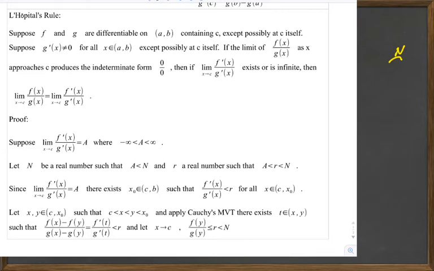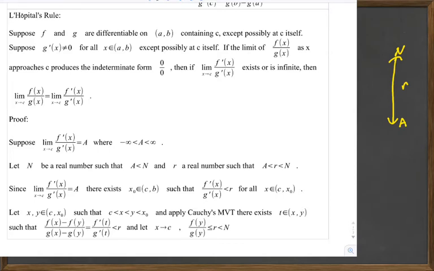Okay. So we're going to assume that our original function f over g as x approaches c has an indeterminate form of 0 over 0. And we'll suppose that the limit as x approaches c of f prime of x over g prime of x is equal to A, where A is a finite value. Let n be a real number such that A is less than n, or n is greater than A. Okay, and then let r be any number between A and n. So there's n, there's r, and then there's A.